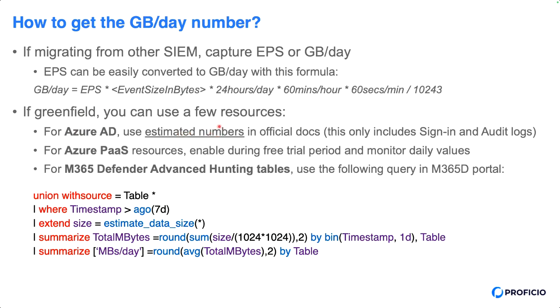There is supposed to be a link to the official docs, and Azure Pass resources can be very easily estimated during a trial period, which we mentioned already. And for Microsoft 365 Defender Advanced Hunting tables, we can use this query to estimate how much data we will be ingesting.